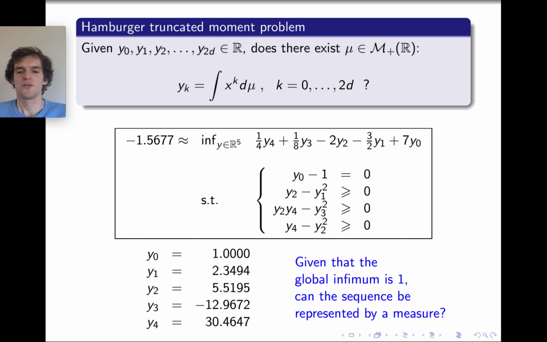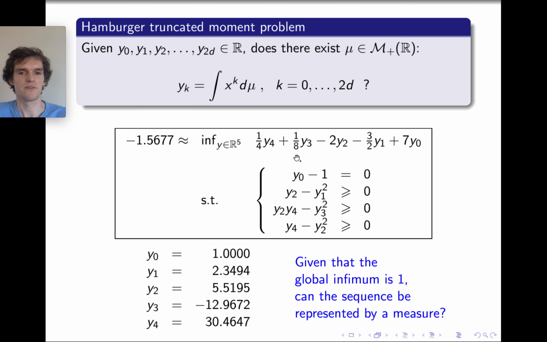So the answer is no, and this is by virtue of proposition 2 again, and because we know that, if those variables were represented by a measure, then when you look at the objective it should be greater than or equal to the optimal value, which is 1 in this case. So it would have to be greater than that or equal to it. And as you can see here, it is actually below.